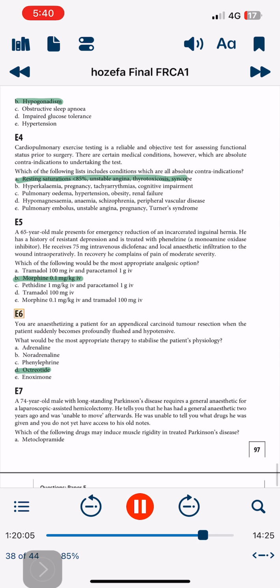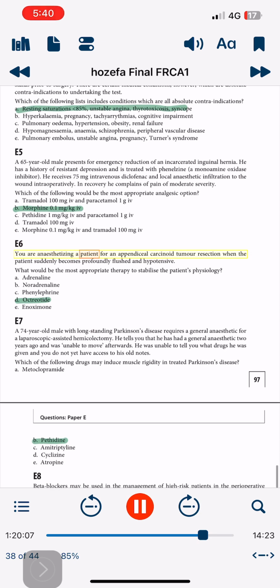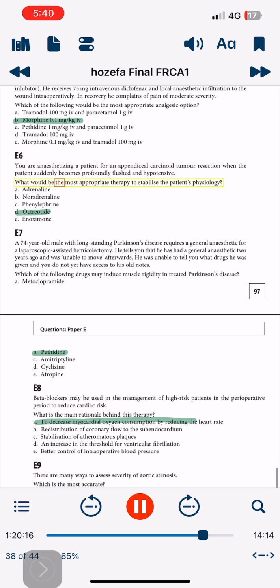E6. You are anesthetizing a patient for an appendiceal carcinoid tumor resection when the patient suddenly becomes profoundly flushed and hypotensive. What would be the most appropriate therapy to stabilize the patient's physiology? Adrenaline. Octreotide.